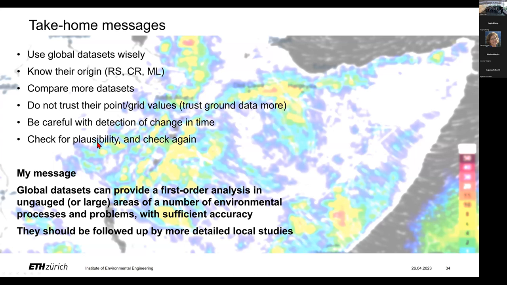Sometimes you get nonsensical values. Check again. If they're nonsensical, then it's better to kick that data set out. So my message is, global data sets can provide a first order analysis in ungauged large areas, like in the two examples I showed you and many others. There are many studies that do this nowadays, I find, with sufficient accuracy, but they should be followed up with more local studies if you have the time in your project to go in that direction. And I will stop there.